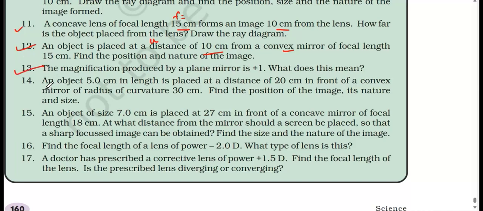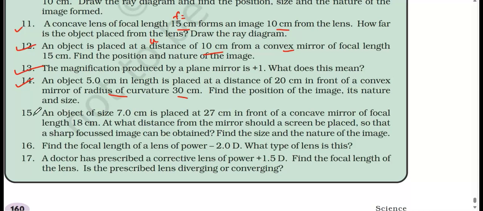Now, number 14. An object 5 centimeter in length is placed at a distance 20 centimeter in front of a convex mirror of radius of curvature 30 centimeter. Find the position of the image, its nature and size. Again, you have to solve it using the same mirror formula. I have already done so many questions using it, so I'm sure you'll be able to do it. In case you're not able to do it, please let me know in the comment section. I'll solve it.